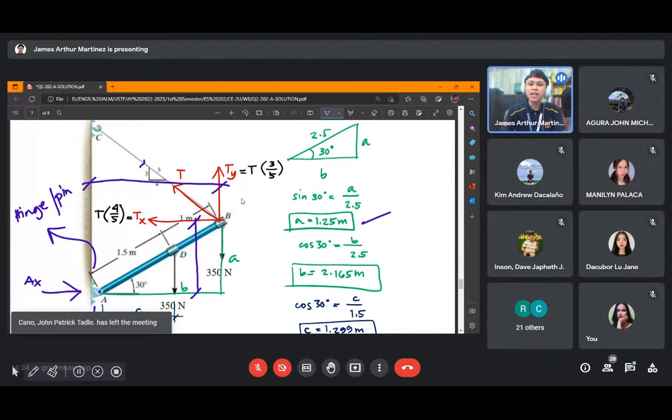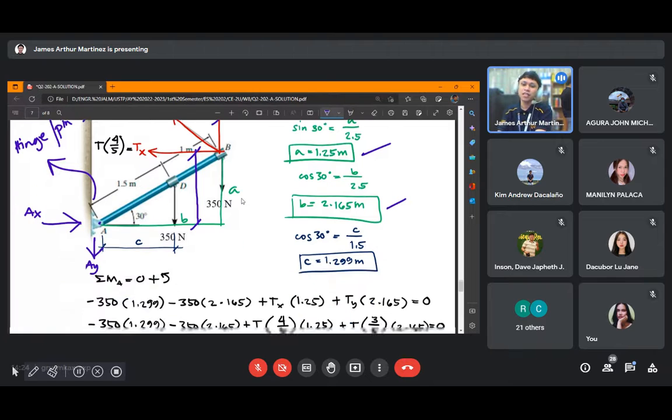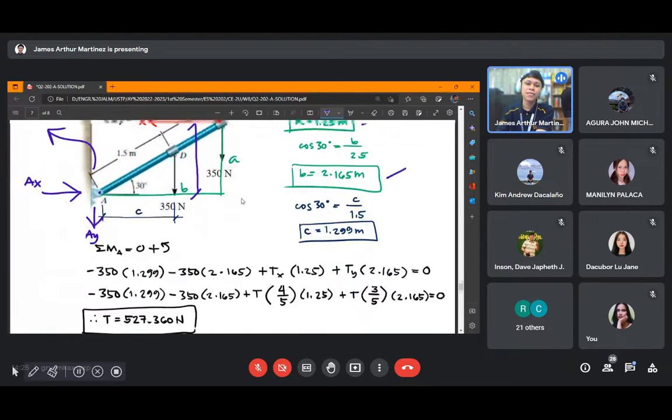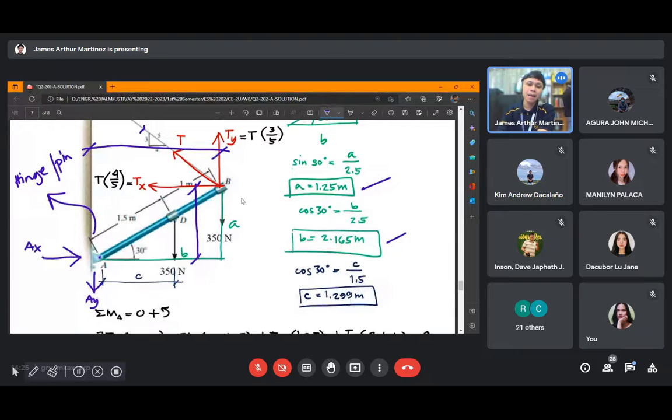How about B? B is the adjacent side of our 30 degrees. That is why from Sohcahtoa again nga principle, no? So, we will use cosine function. So cosine 30 is equal to adjacent, which is si B, all over the hypotenuse na si 2.5. So B therefore is 2.165 meters. So kung moment at A, no problem with the moment arm of Tx and Ty.